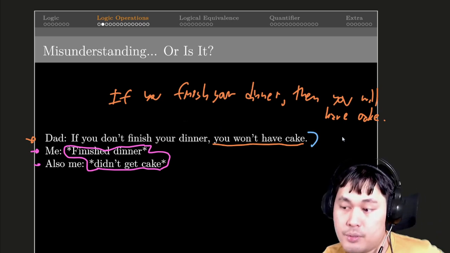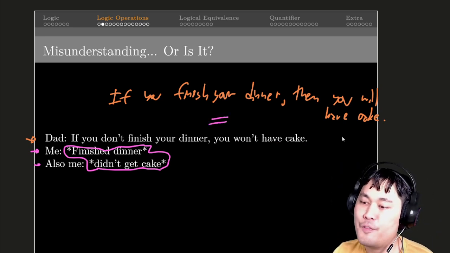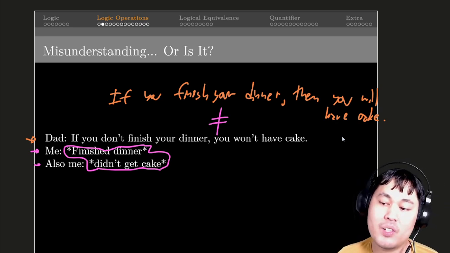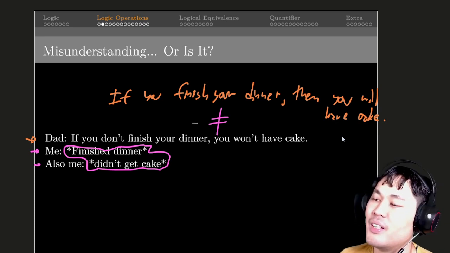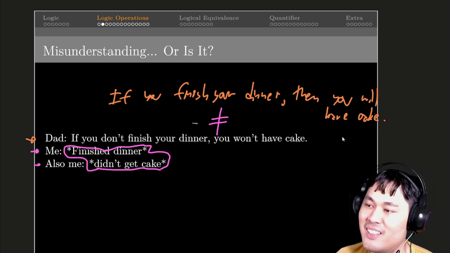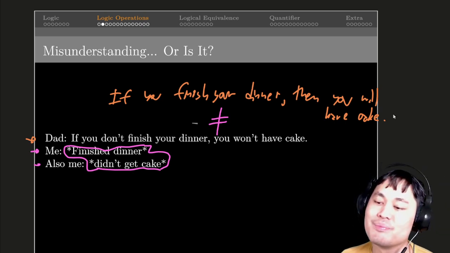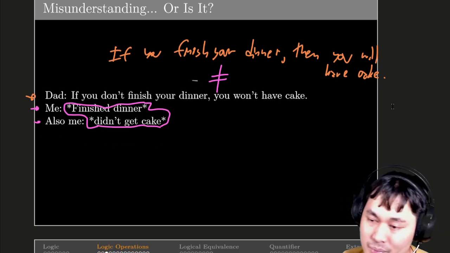These two statements sound like they are the same. In fact, they are not. If you finish your dinner, there's no guarantee whether you're gonna get cake or not. So yeah, in a sense, the dad isn't lying, but in another sense, he is tricky. He tricked you into doing something you didn't want to.